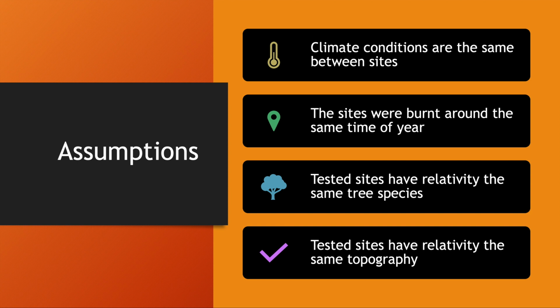The last assumption that I'm going to make is that the sites will have the same topography. This is because wildfires behave differently at lower elevations than at high elevations. It also behaves differently whether you're on a mountain or a flat field. All these assumptions are made to be sure that each wildfire site tested will be fair and have results that are comparable with each other.